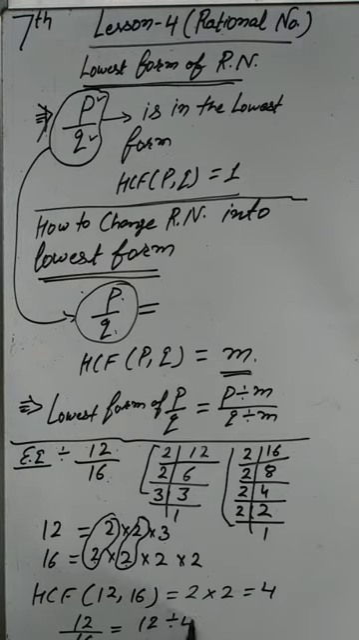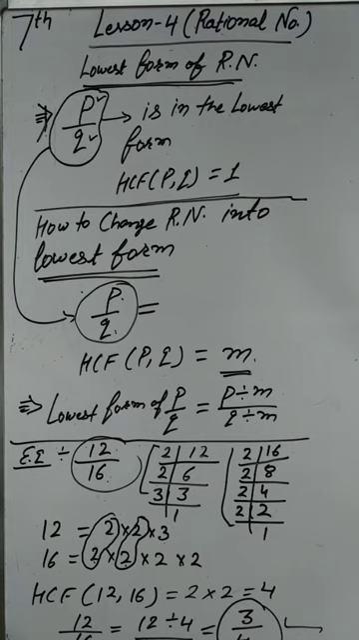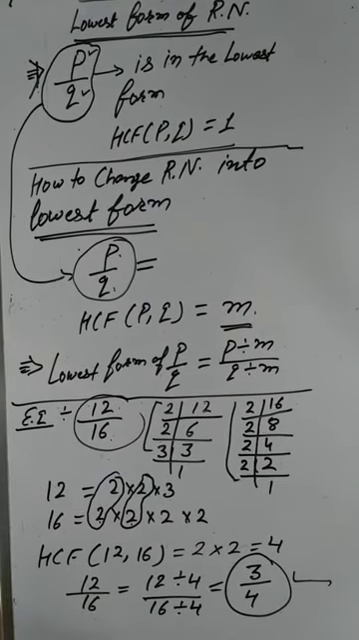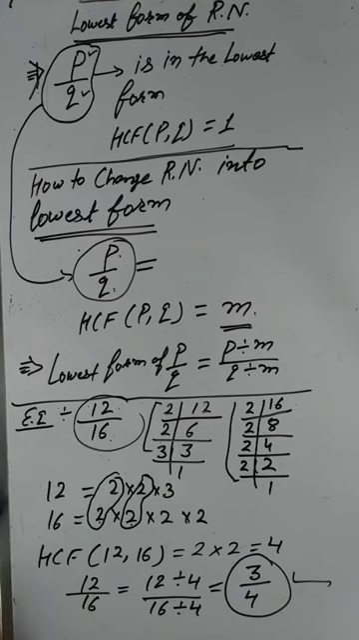12 divided by 4, 16 divided by 4. 4 3s are 12, 4 4s are 16. Now this is the lowest form of 12 upon 16. Understood beta? Clear? I hope you can easily solve these types of problems. Okay beta?